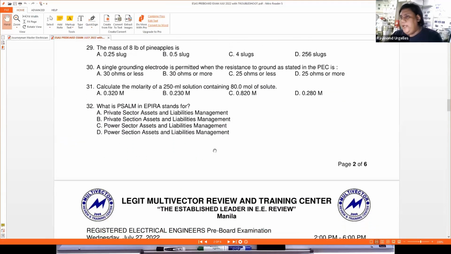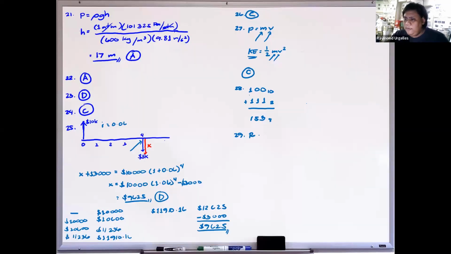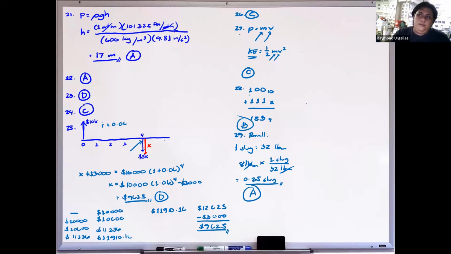The mass of 8 pounds of pineapples. This is just a conversion to slugs. Remember from our lecture, in engineering mechanics, 1 slug is equivalent to 32 pound mass. So for the 8 pounds of pineapples, you just convert to slugs: 1 slug for every 32 pound mass. You will get 0.25 slugs. So our answer here is letter A. By the way, number 28 is letter B.